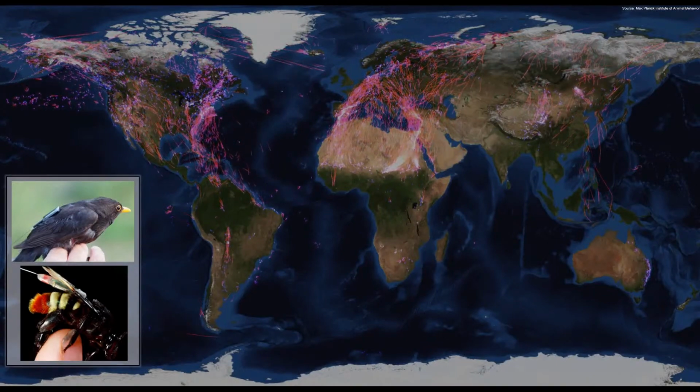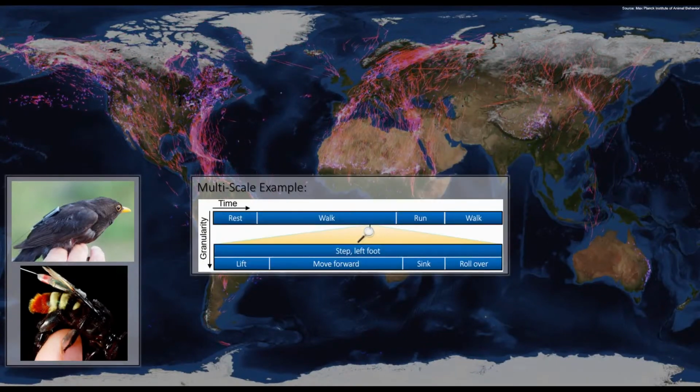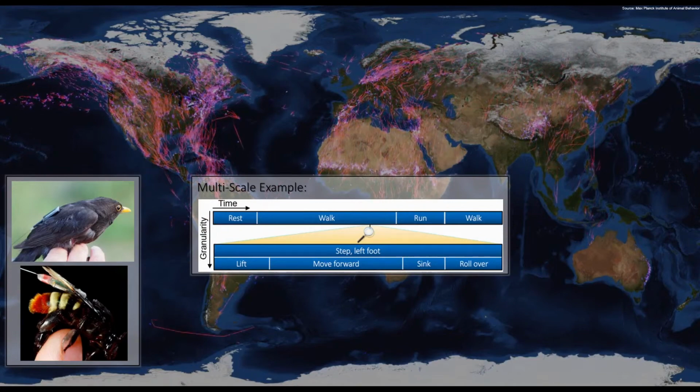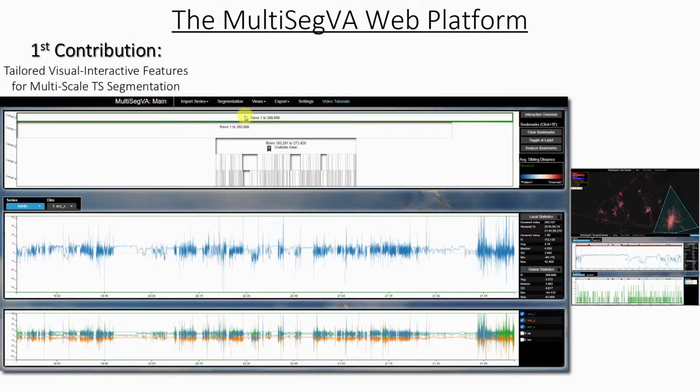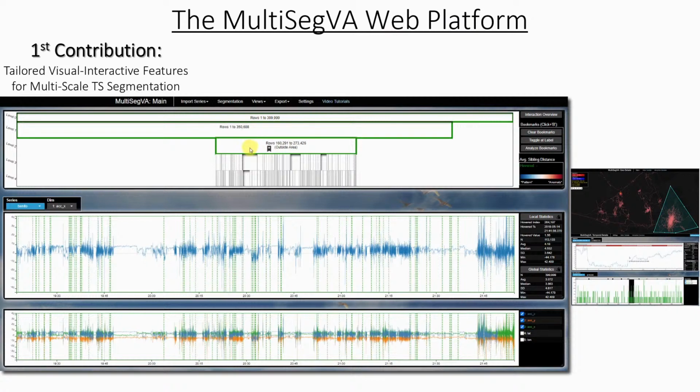Billions of biologging records reflect animal behaviors on many temporal and spatial scales, yet segmenting the time series on multiple scales is often avoided or impeded. Hence we present our MultiSeg VA platform with its 3 contributions.